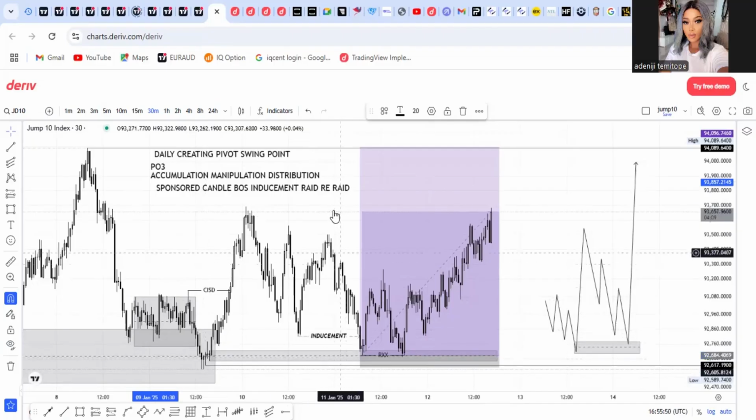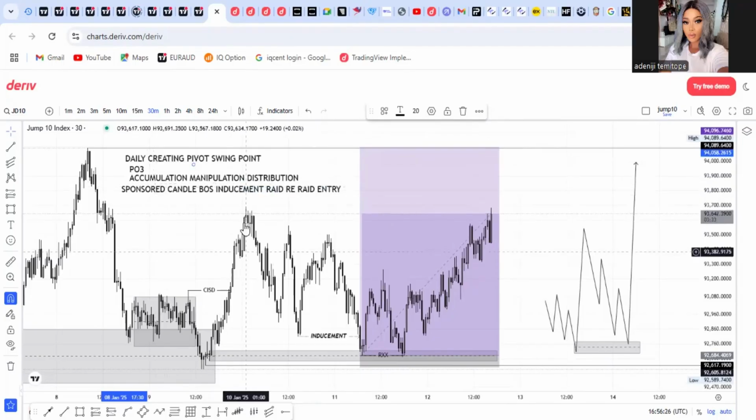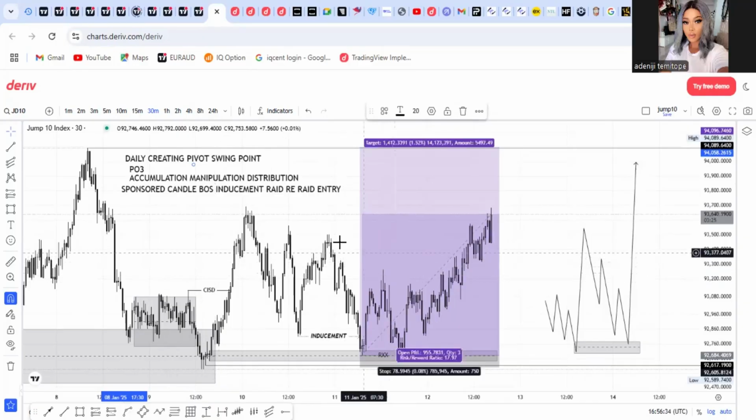All right. So when price does a re-raid, that is when you will look for either a raid of your inducement or a re-raid of the raid that took out your inducement, before you now look for your what? Your entry. Your entry is always going to be inside of your sponsored candle. So if you do anything outside of this thing I gave to you right here, you might have price liquidating you. So this is how you look for the entry for this particular pattern.